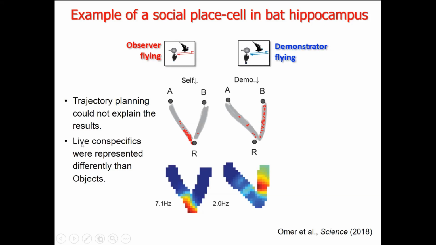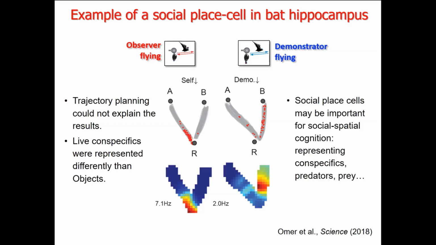And we ruled out trajectory planning as explaining these results, because you might think maybe I'm not really representing the position of the other bat, maybe I'm planning my own trajectory, so we ruled that out. Also, we asked, is this really social? What happens if you move plastic objects? Maybe anything is being encoded. The answer is that some of these neurons also encoded an object out there, but it was always different from the conspecific, from the social response. So there's something special about the social response. And so we think that social place cells may be important for social spatial cognition, for representing conspecifics, predators, prey, important things out there. In particular, for example, we as humans are very good at this.